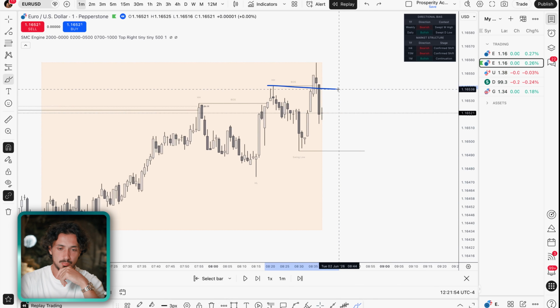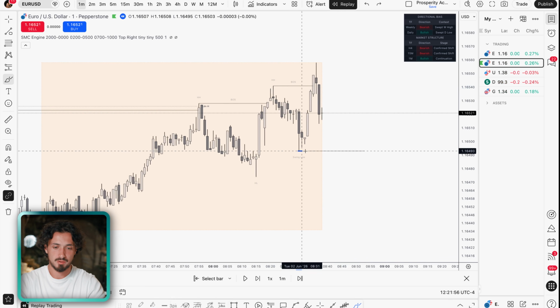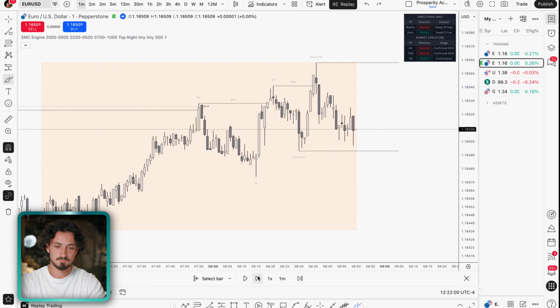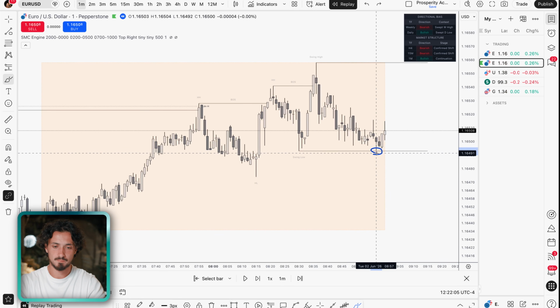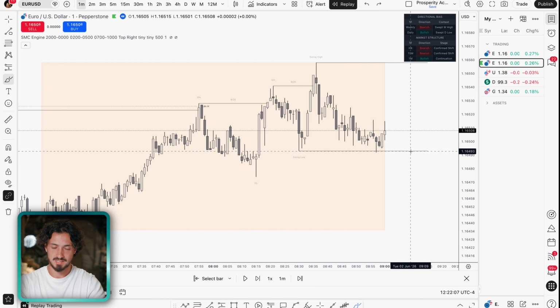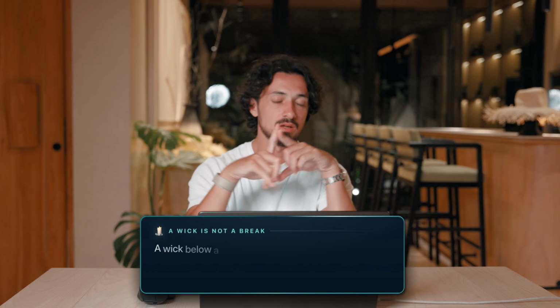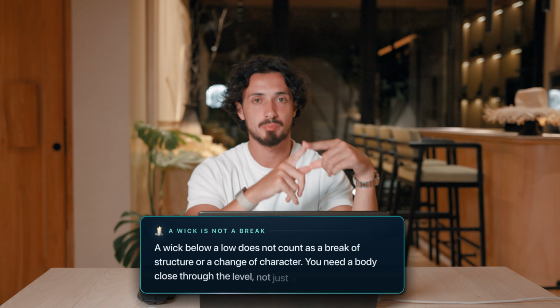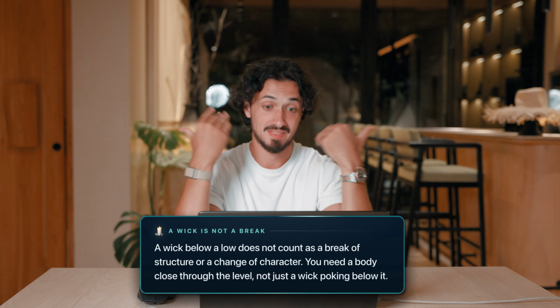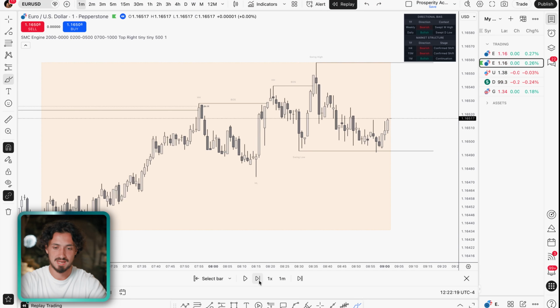Okay, a new break of structure. Now I'm waiting for price to take this low. Notice that we wick it, but there's no break of structure. That's because coded into this indicator, a wick below a low does not count as a break of structure or a change of character. For me personally, that's my rules. That's what I've tested. So that doesn't count.